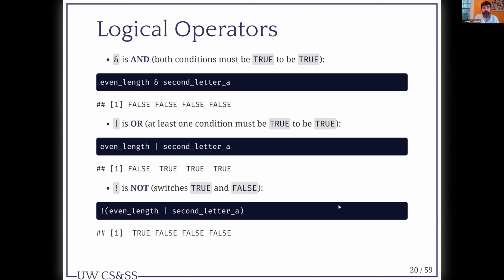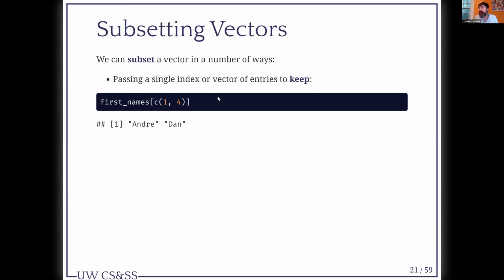Okay. So, subsetting vectors. I'm going to move on from vector types and logical. So if you have any questions about them, ask them now. Otherwise, I'm going to get on to subsetting and working with them.